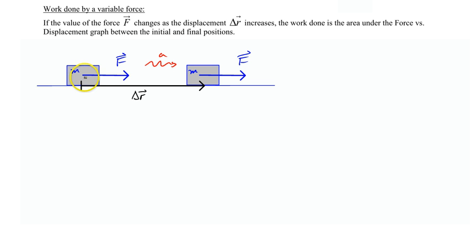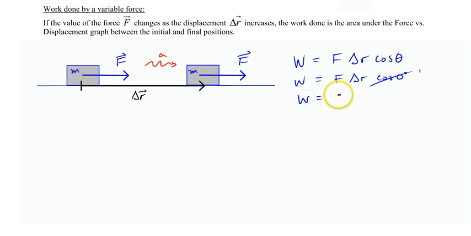So here we have a block of mass m being acted upon by a constant force F, and the object moves to the right at displacement delta r. Now to calculate the work done, which we learned in the beginning of the chapter, we would multiply the force by the displacement by the cosine of the angle between the force vector and the displacement vector. In this particular case, this reduces to force times displacement times the cosine of 0 degrees, because the force vector and the displacement vector are parallel to one another, so that's a 0-degree angle, and the cosine of 0 degrees is 1. So the work done would be equal to the force times the displacement.